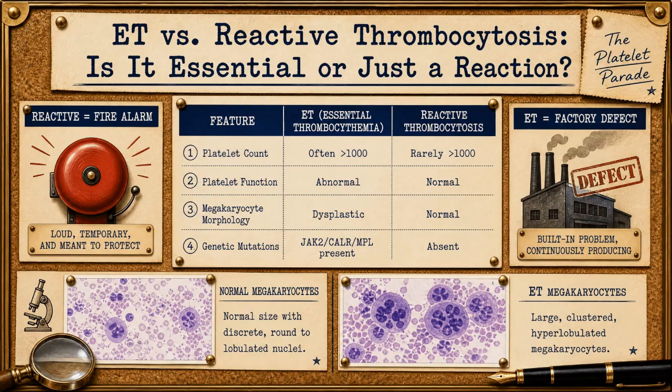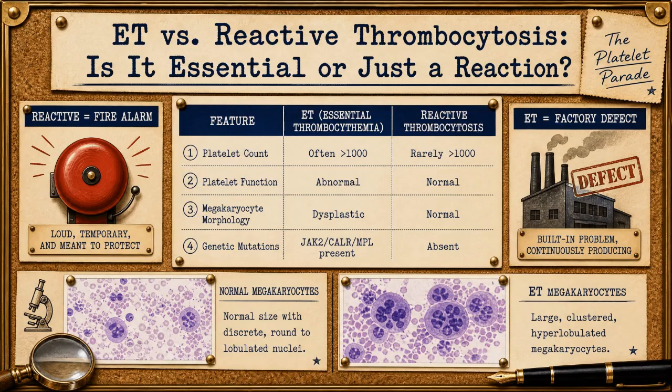And of course, the molecular tests are definitive. The presence of JAK2, CALR, or MPL mutations points strongly to ET, while these mutations are absent in reactive thrombocytosis. This is why molecular testing has become so indispensable. Finally, the underlying cause. ET is a primary clonal bone marrow disorder, meaning the problem originates in the stem cell itself. Reactive thrombocytosis is a secondary response to another condition.